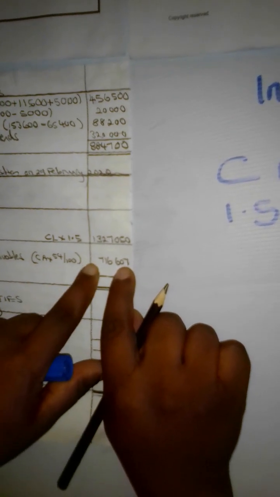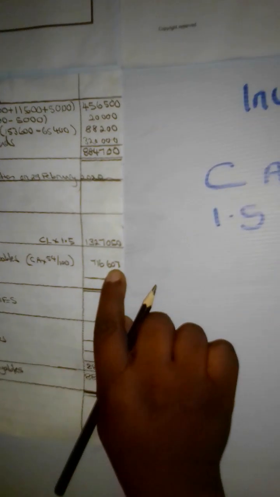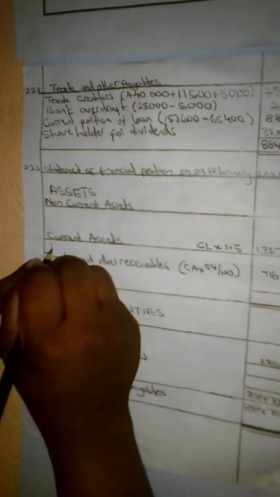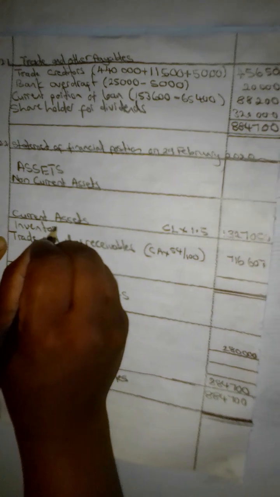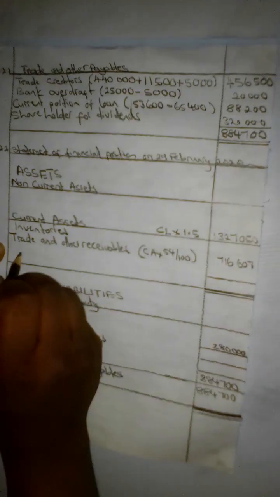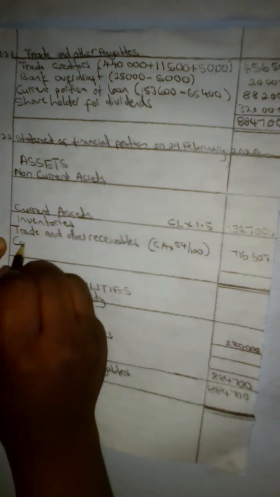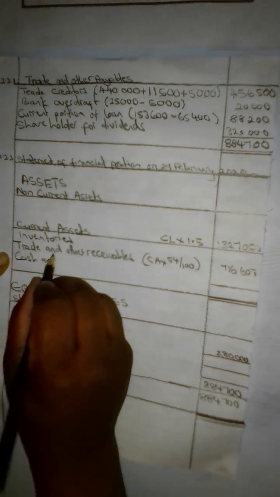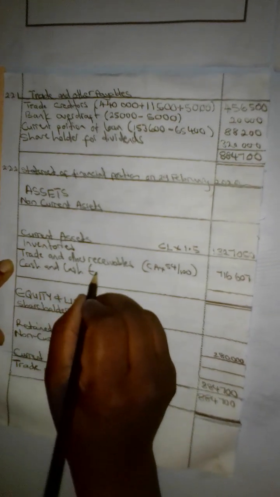So because we've got the trade and other receivables already, remember here, under current assets, we have got inventories, trade and other receivables, and then the last thing is cash and cash equivalents.